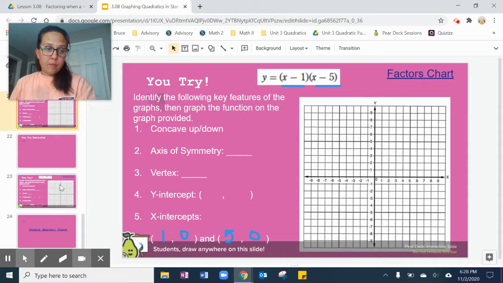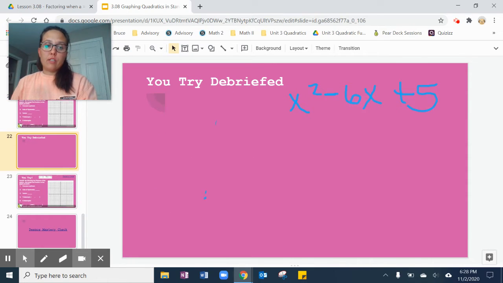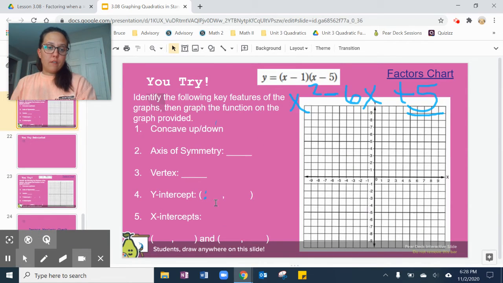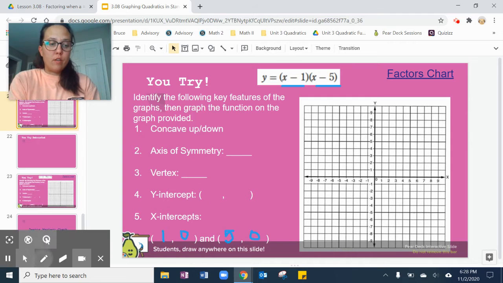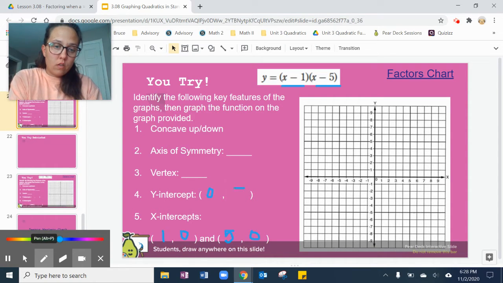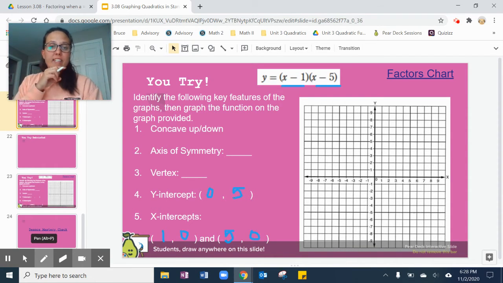So the y-intercept is always the c value. In this case, our c value is 5, right? So we know that the y-intercept is going to be (0, 5). And then we're going to find the axis of symmetry and the vertex.